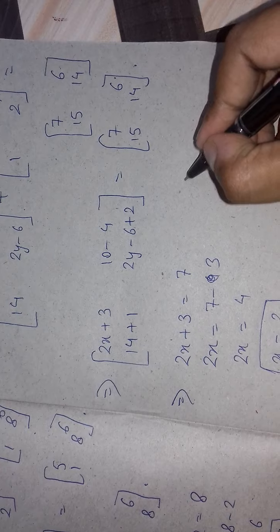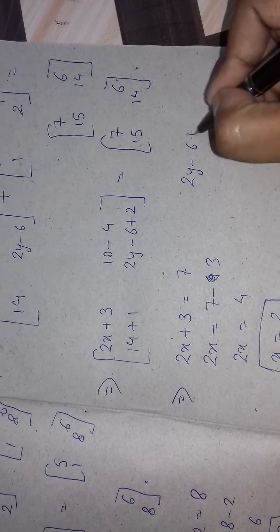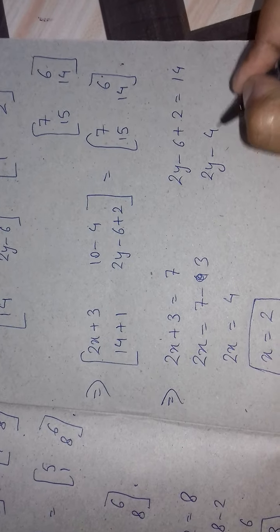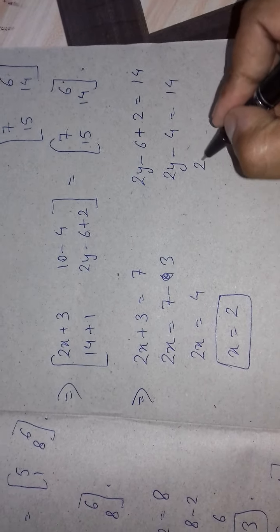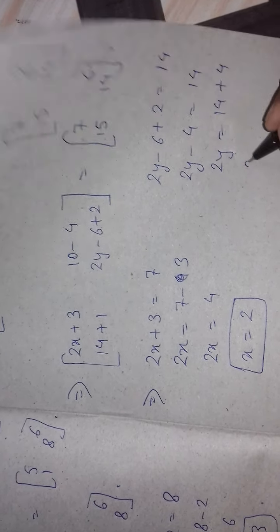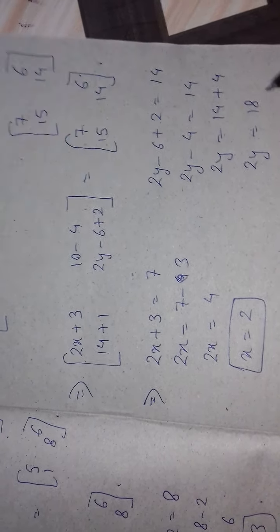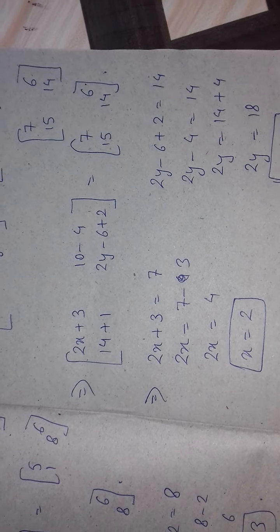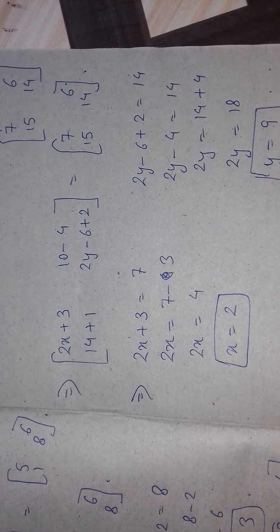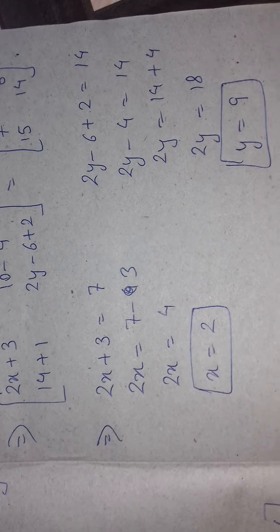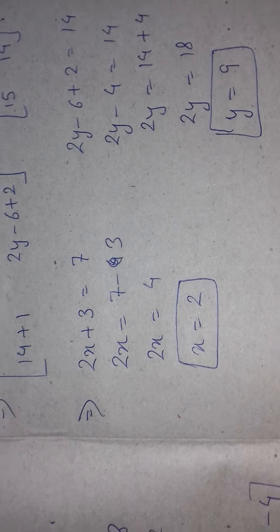Now to find out the value of y, it will be 2y minus 6 plus 2 is equal to 14. This is 2y minus 4 is equal to 14. So 2y is equal to 14 plus 4. So 2y is equal to 18. So we will get the y value as 9. So now we have got our values of x and y. We will see some more examples.